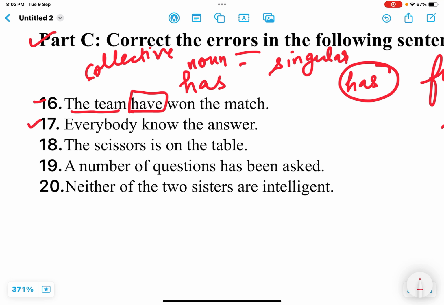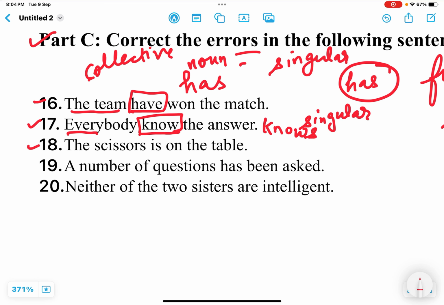Okay. Next one is everybody know the answer. Everybody. The question is beginning with everybody. So the subject is once again singular. So we need to use a singular verb. And to make a singular verb, we are to use s or es with the verb. So know is plural and knows is singular. So know is the error and knows is the correction.